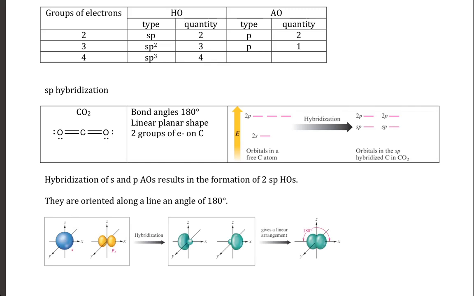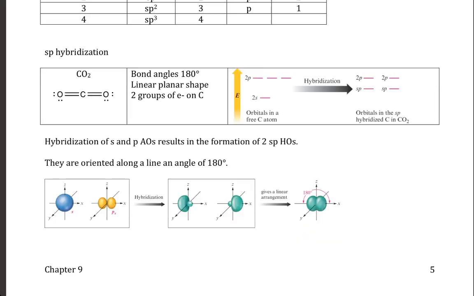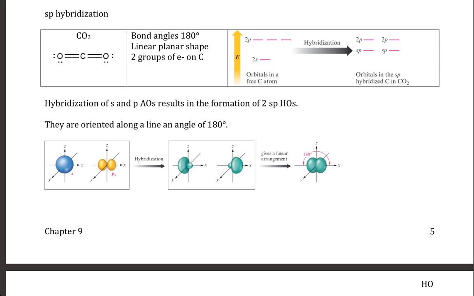Alrighty, so now we will get into the 2 groups of electrons category, and that gives rise to what's called sp hybridization, that occurs on the carbon atom within CO2. So there's the Lewis structure for CO2. We have on carbon two groups of electrons. So we have the linear shape, and we have the bond angle of 180 degrees.